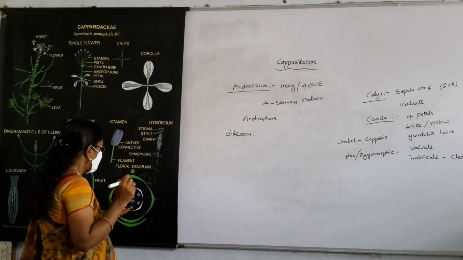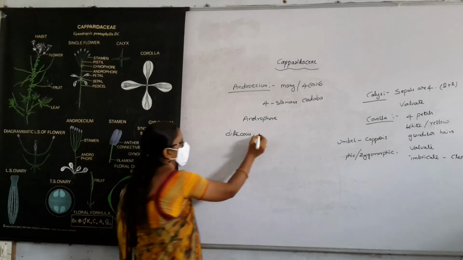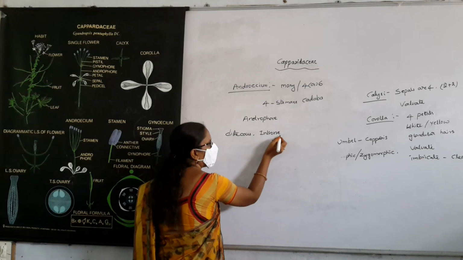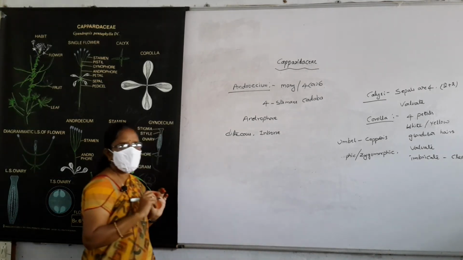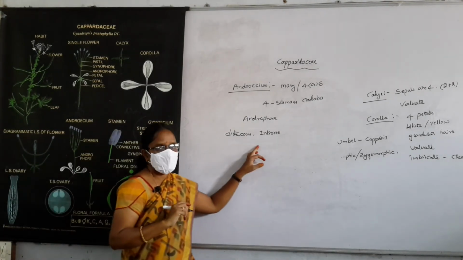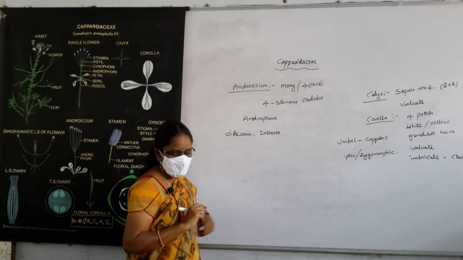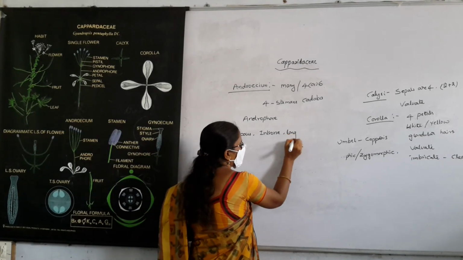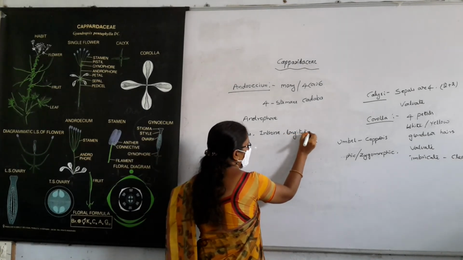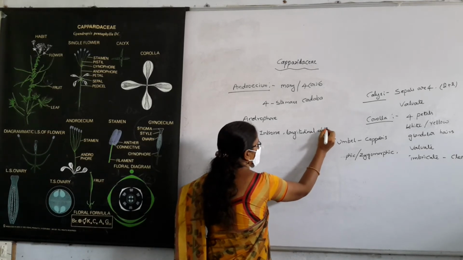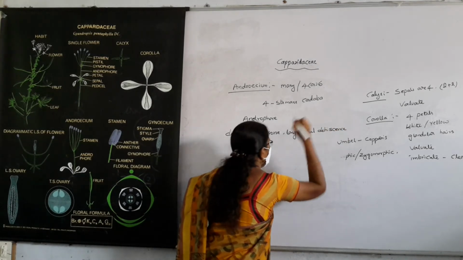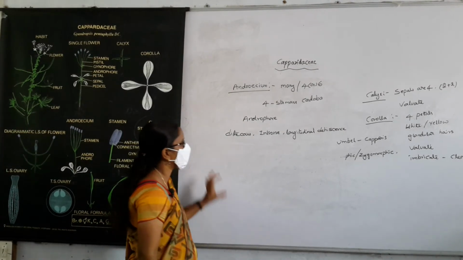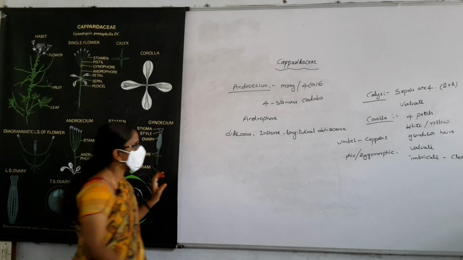The anthers are introrse. Dithecous, introrse, and the dehiscence is longitudinal dehiscence. The androphore is also present in the androecium. This is a special character.